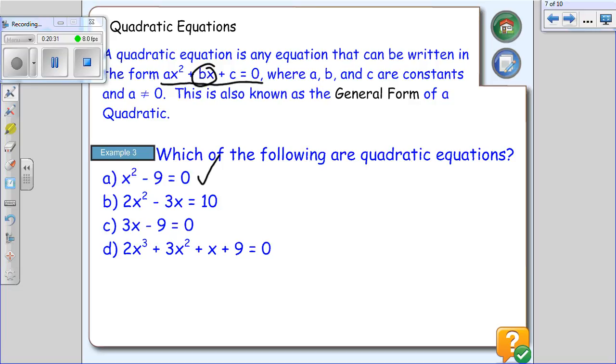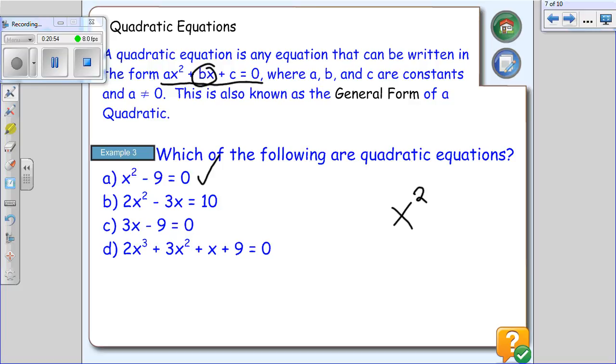The best way to think about it is x squared has to be there. You have to see x squared somewhere. And you can't see anything bigger than x squared, so you can't have an x cubed or an x to the fourth. x squared is your biggest one.